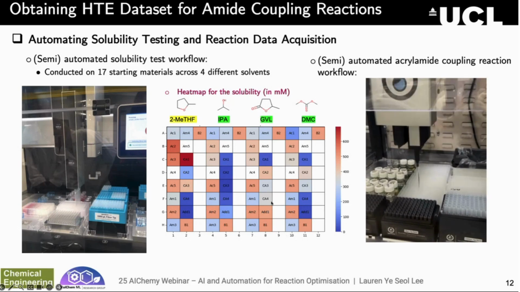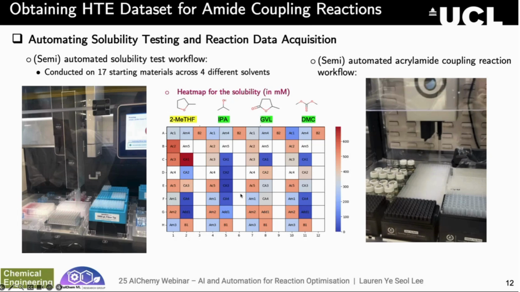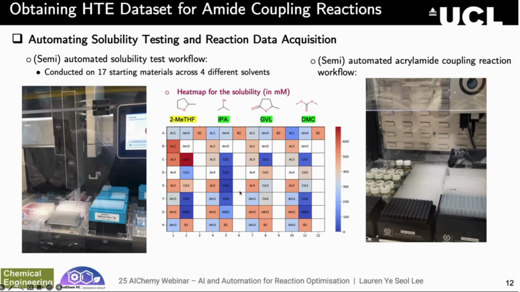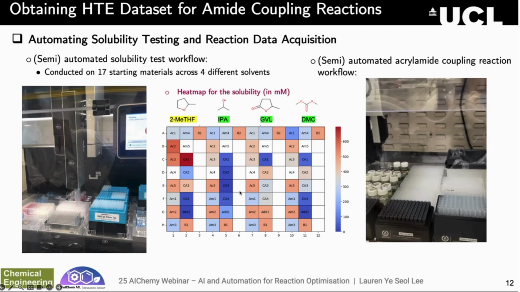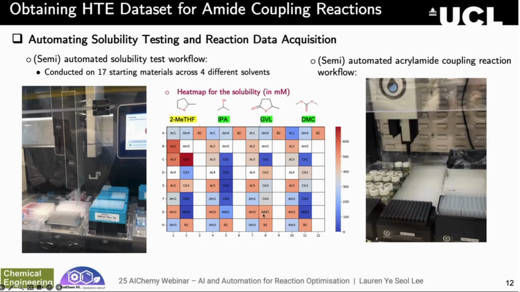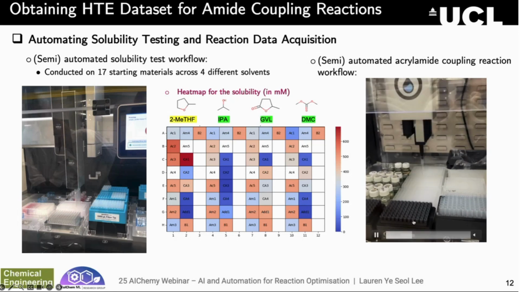So we tested the solubility of 17 chemicals, including 9 solids, across multiple solvents, actually 4 solvents, which required over 2,000 individual liquid transfers. To handle this efficiently, we developed a semi-automated solubility testing workflow, as you can see in this video clip, alongside the semi-automated chemical synthesis workflow.